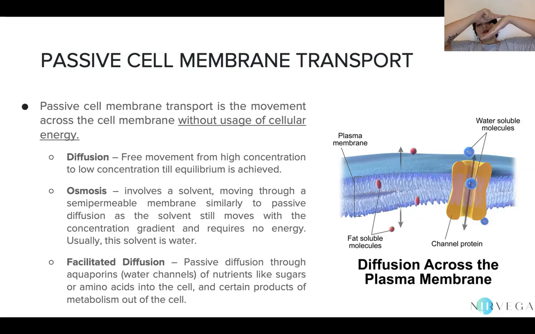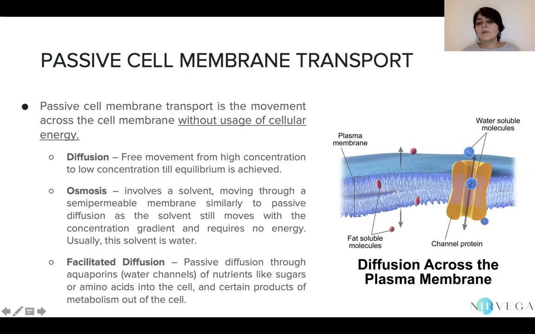So the solvent is moving from an area of higher concentration to an area of lower concentration, same as diffusion. So as and when the solvent moves, this area has more solvent and this area starts having lesser solvent, and then the osmosis stops when the amount of solvent on the entire gradient is one and the same. Okay, and hence it requires no energy. So usually this solvent is water. How does this take place?